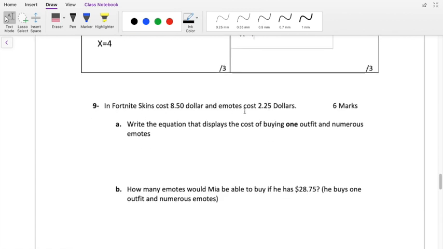So Fortnite skins cost $8.50 and emotes are $2.25. Write the equation for cost. Okay, so cost is going to equal... it says we're writing an equation for buying one outfit and numerous emotes. So one outfit's going to cost 8.5 plus numerous emotes. I'm going to say an emote costs $2.25, and we'll call numerous E for emotes. So here's my equation for buying lots of emotes and one costume.